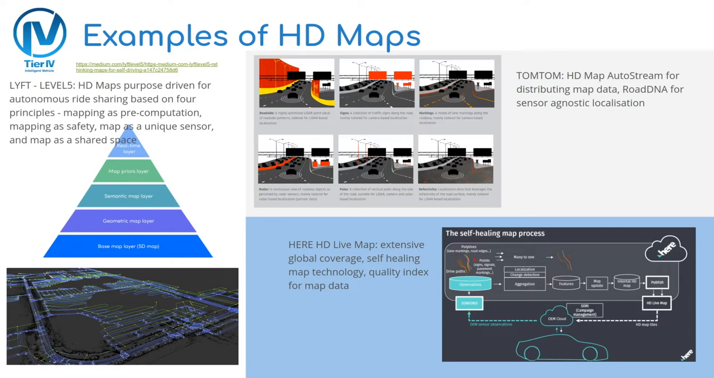The third example is from HERE, and is their HD live map offering, where they have implemented self-healing map technology and continuously evaluate the map quality through a defined quality index. From these brief examples, you can see they contain a lot of the concepts and layering described earlier, but that they are pushing the existing concepts to make systems more robust or to expand the incorporation of real-time information and map maintenance capability.